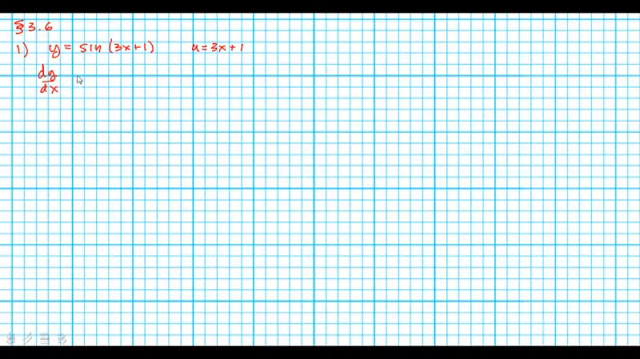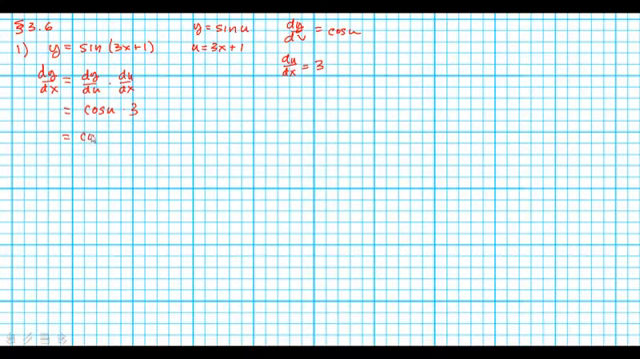So there are two ways to attack this problem. One is to think about y as being a function of u, and then dy dx ends up being dy du times du dx. Dy du ends up being cosine of u. Du dx is 3. And therefore we end up getting dy dx as being cosine of u multiplied by 3.